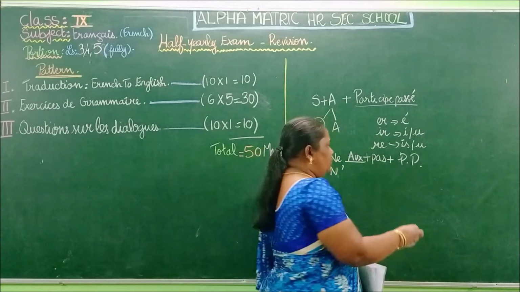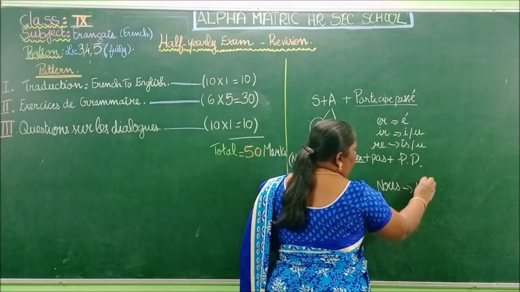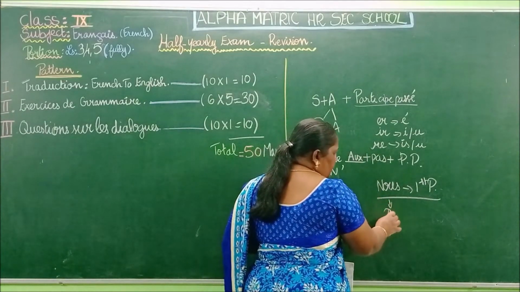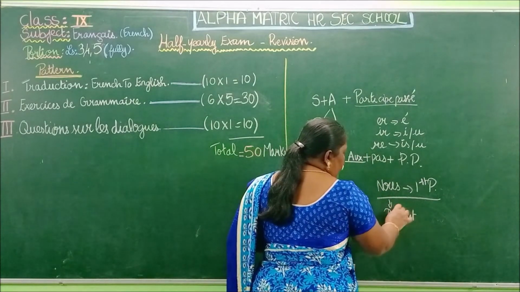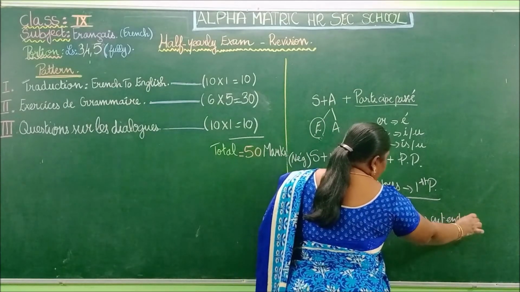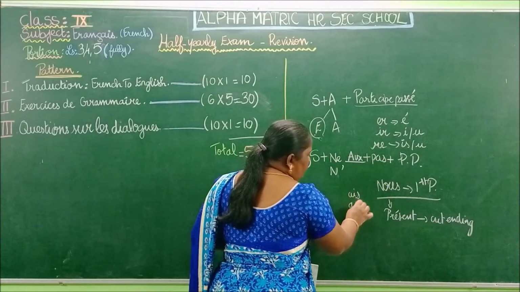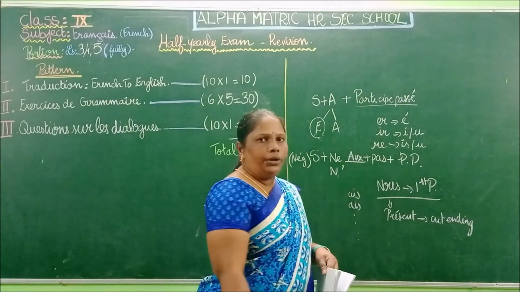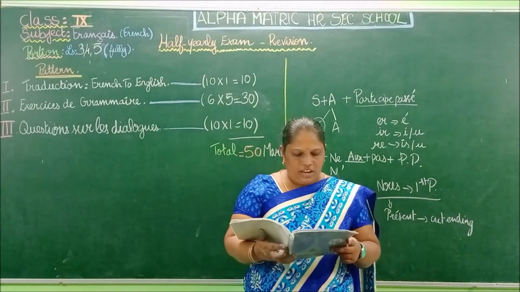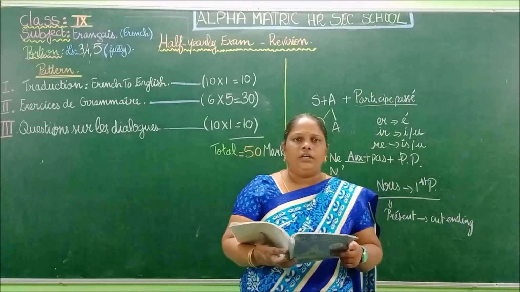So to make the imparfait, you are going to use the subject nous, first person plural. So we are going to take the present tense of this verb with the subject nous, and cut the ending and add the ending of imparfait, that means ais, ais, ait, ions, iez, aient. So you have exercise regarding imparfait also. So these are the two tenses that we learned in this lesson.